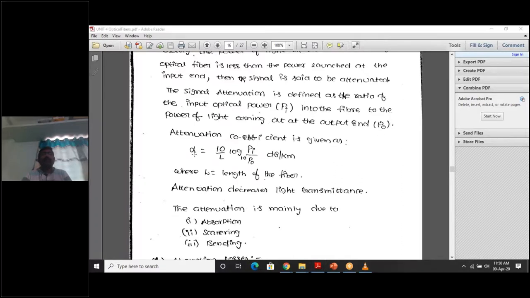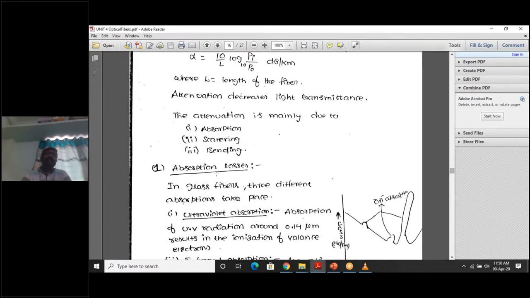Attenuation coefficient is alpha. Alpha is equal to 10, a constant, divided by L, the length of the optical fiber, into the logarithm of input power by output power. So the attenuation is expressed in terms of decibel per kilometer. For any type of losses, attenuation or losses, the unit is decibels per kilometer. This is the brief introduction of attenuation.